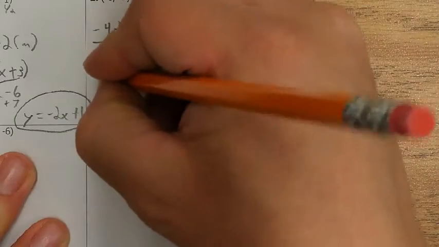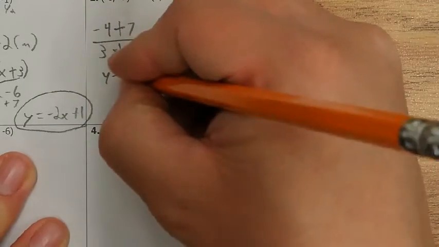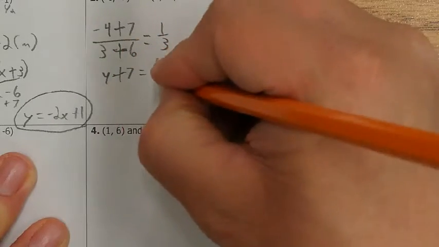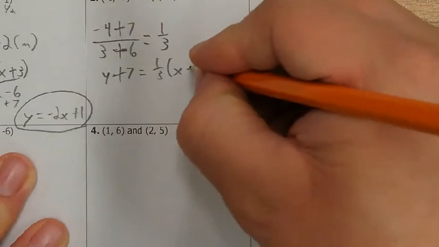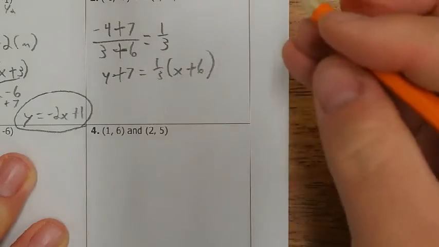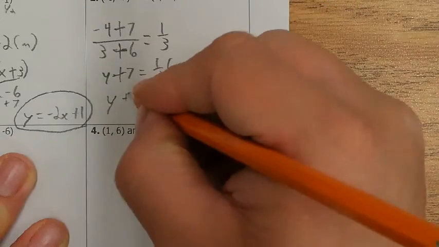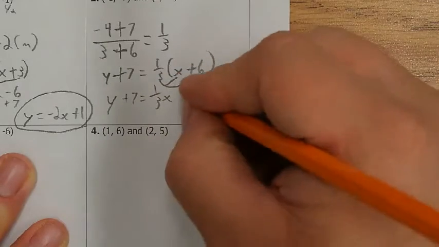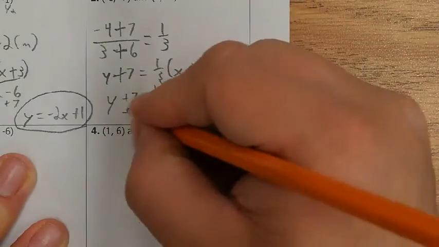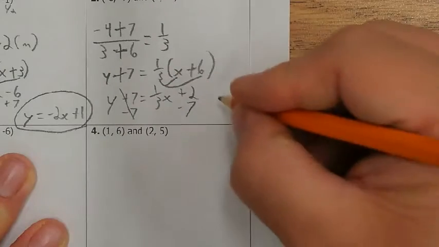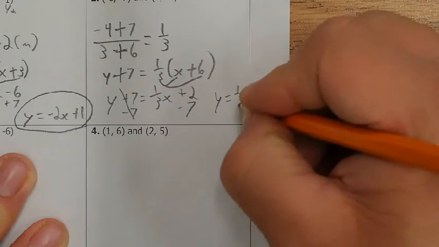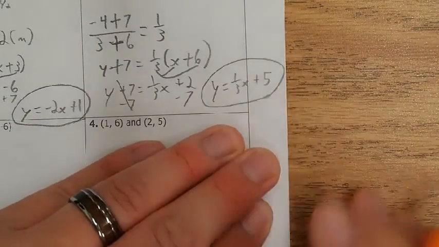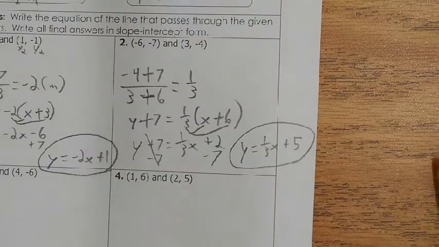All right, so then that makes it y minus y1. y1's a -7, so that makes it plus 7. And then 1/3 times x minus x1. That makes it plus 6. So 1/3 times x is 1/3 x. 1/3 times 6 is 2. Subtract 7 on both sides. And that would make it y equals 1/3 x plus 5. So yeah, it's not very hard. It just requires a little bit more work.